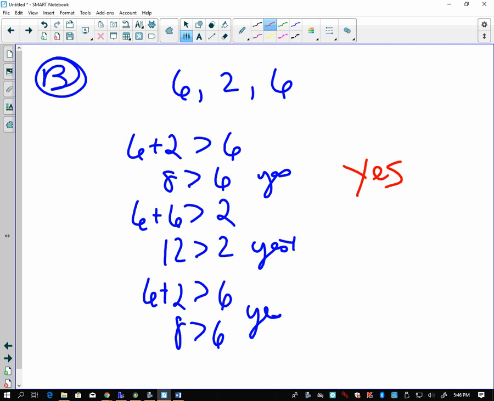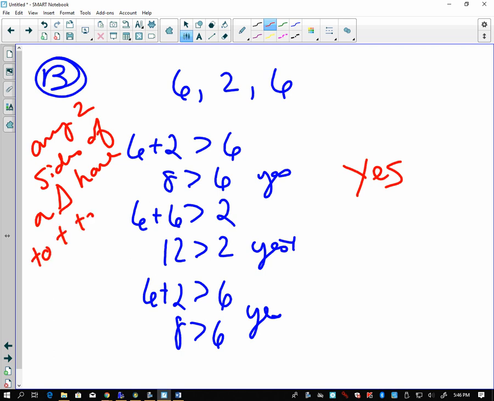And the reason is because any two sides of a triangle have to add to be more than the third side. So that's why we did it the way we did it.